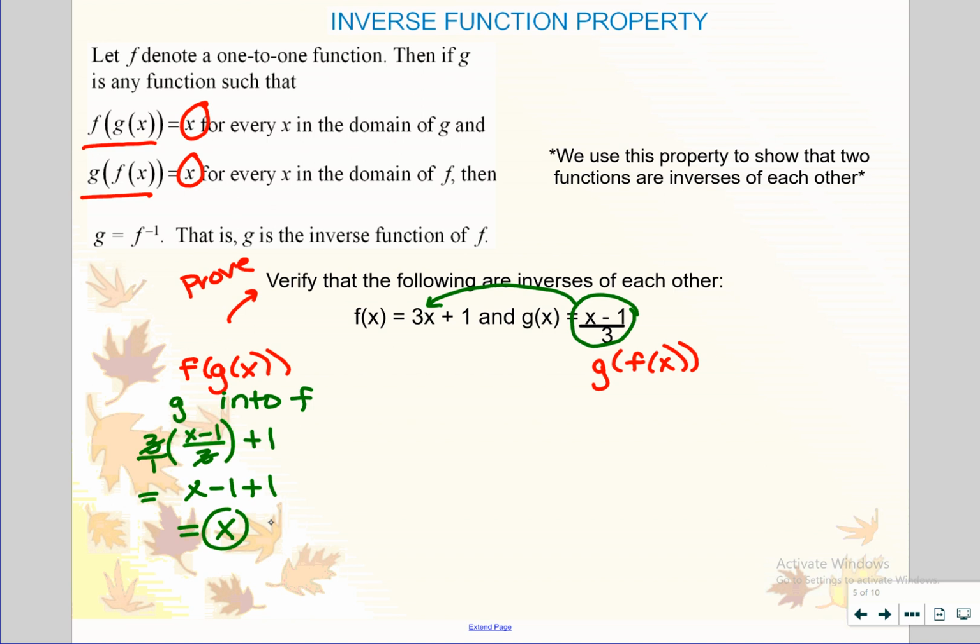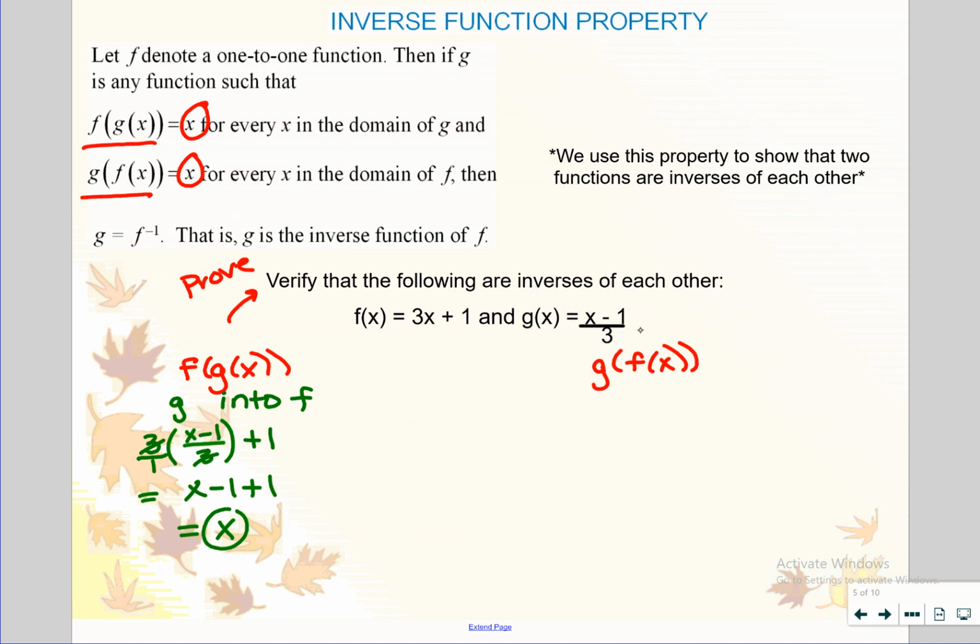At this point, if I got anything other than x, I would just stop and say they're not inverses. What I don't want to see on a test or a quiz is you plug it all in and then just cross everything out and write x. You need to show what cancels first, what cancels second. Because sometimes even though it looks like it canceled, it actually doesn't. Let's look at the other one.